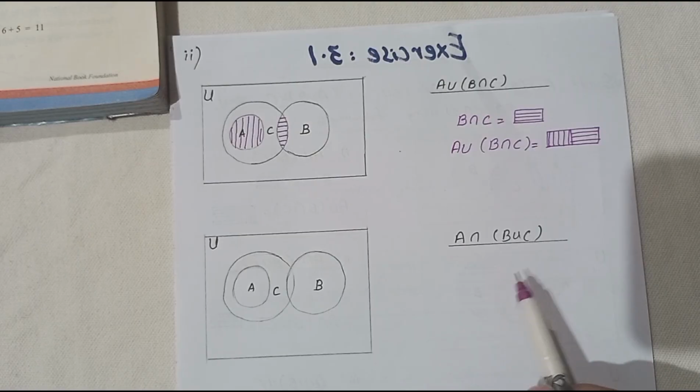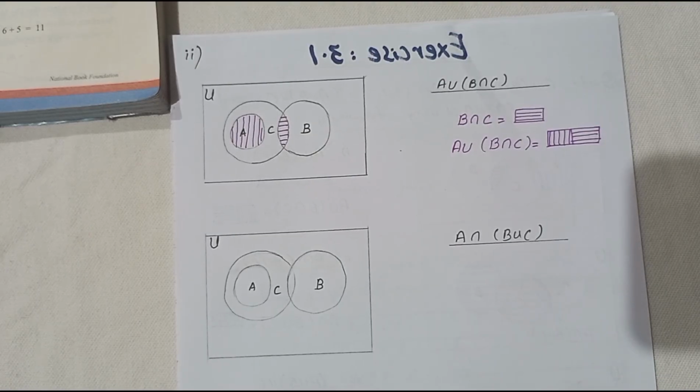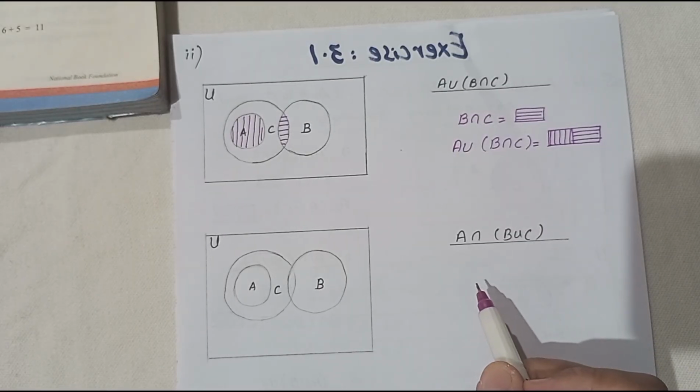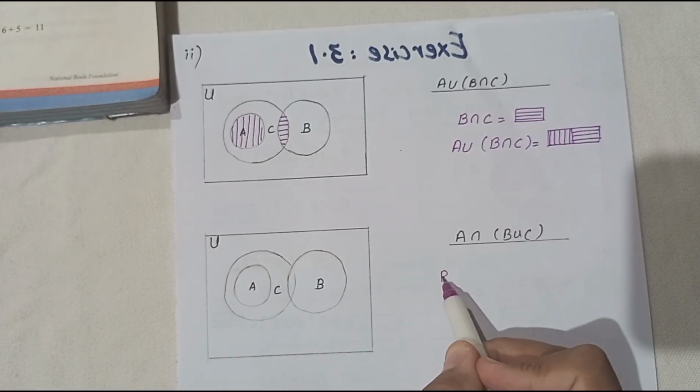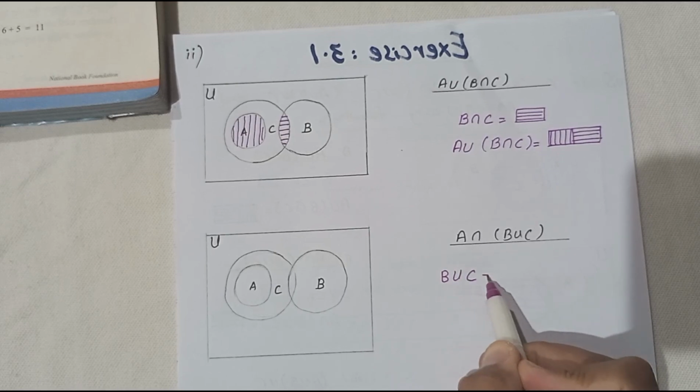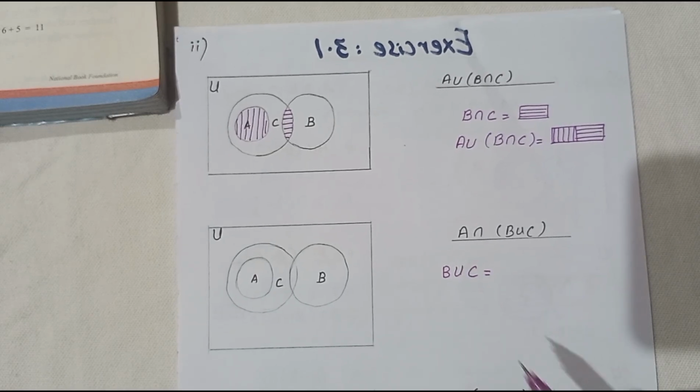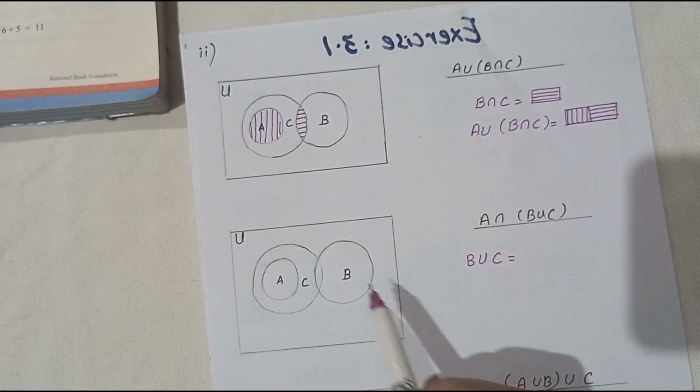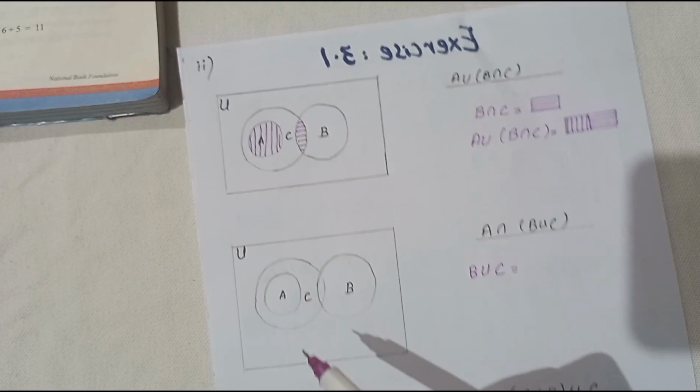Second operation is A intersection B union C. So first we shade B union C. B union C means all part of B and C with the vertical lines.